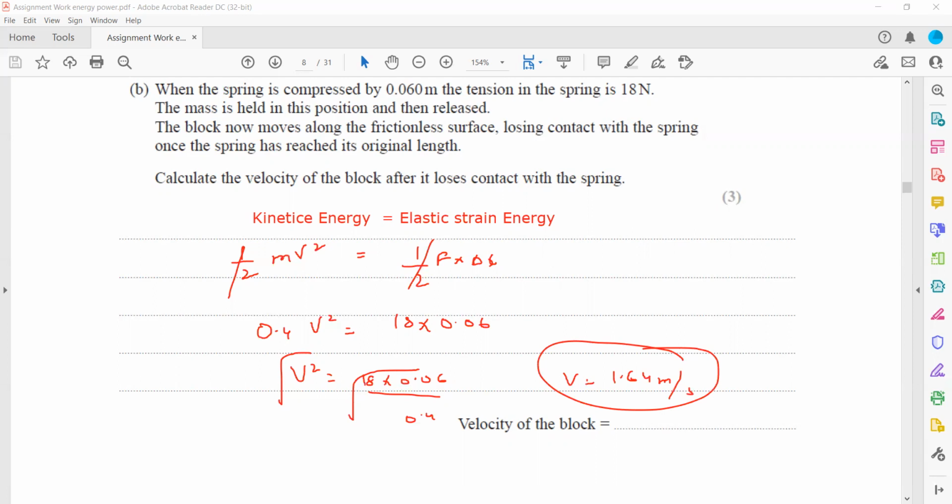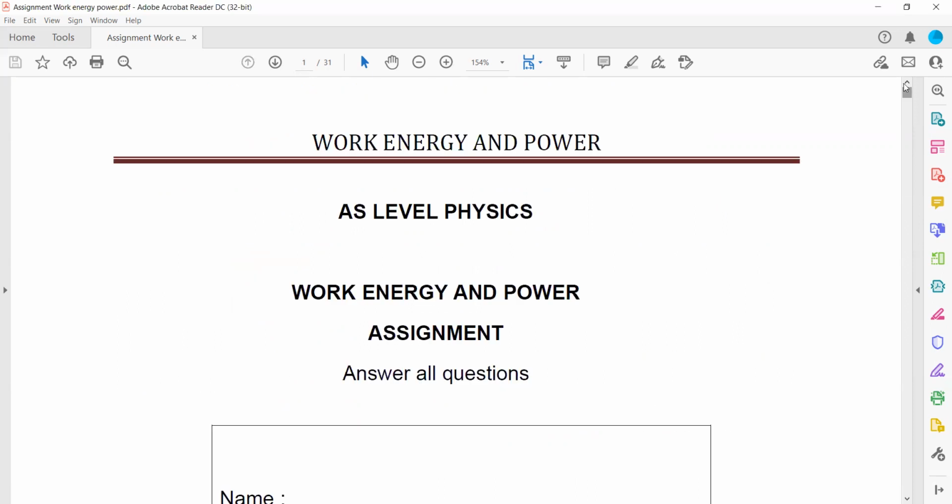Is it clear? Discussion? So energy transformation is always there. We always use the principle of energy transformation. So these are questions related to the topic of work, energy and power. In the next session we will do more questions related to this topic. Any question or doubt related to the class today?